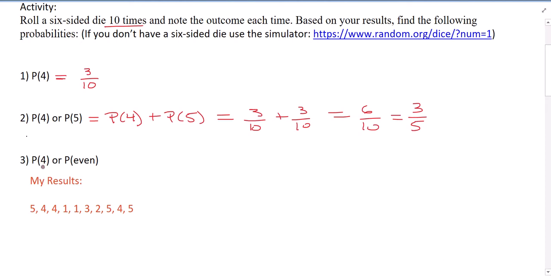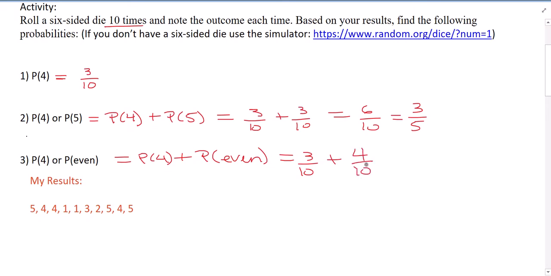Now what about the probability of getting a 4 or getting an even number? The probability of getting a 4 is still 3 out of 10. And now the probability of getting an even number. Notice that 4 is itself an even number. So if I just do 3/10 plus the probability of getting even, what is that? For my sample space, how many times did I get an even number? 1, 2, 3, 4. So I got 4 out of 10.